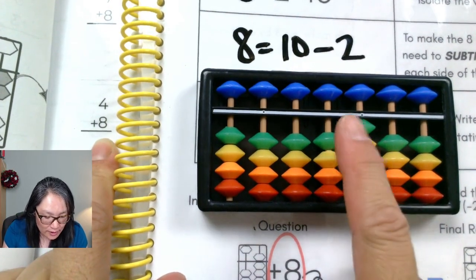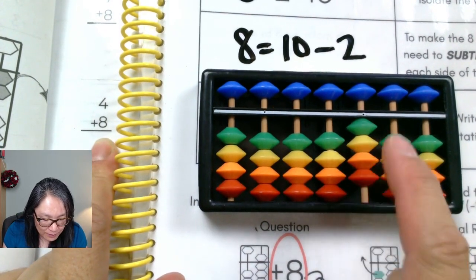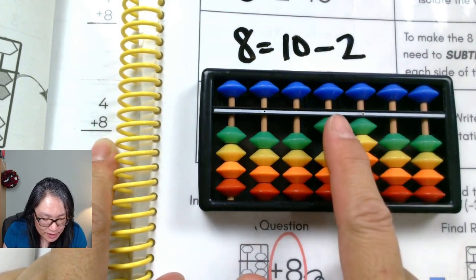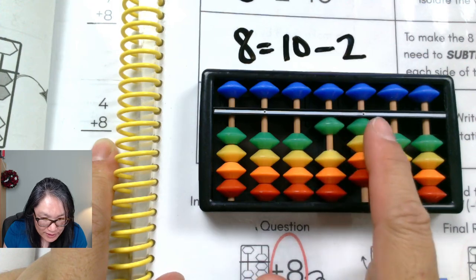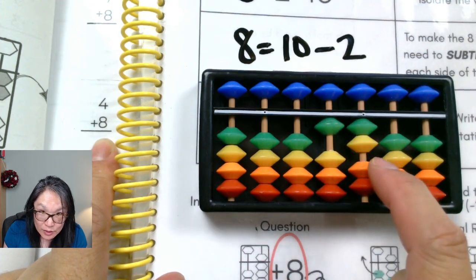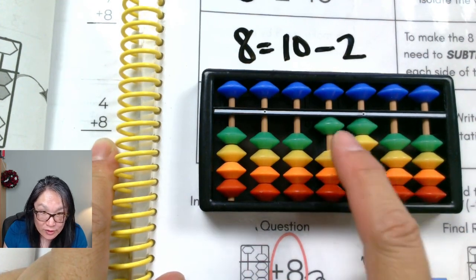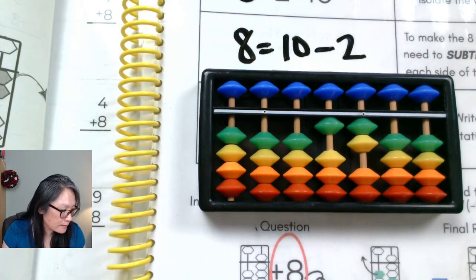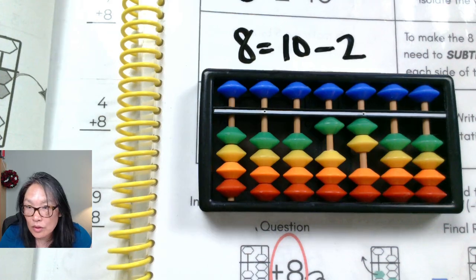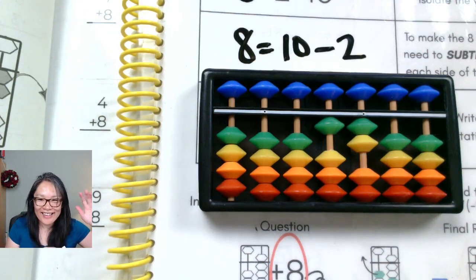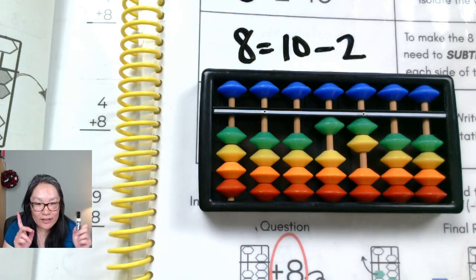Okay, sorry. Plus the 10 minus the 2. Plus the 10, which is a 1 and a 0, right? That's what 10 is. And then we need to take away 2. So my final answer is 12. Does that make sense? Okay, so let's do a review.